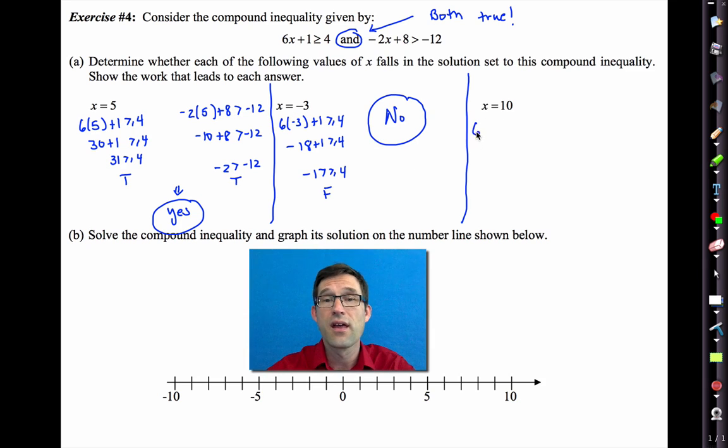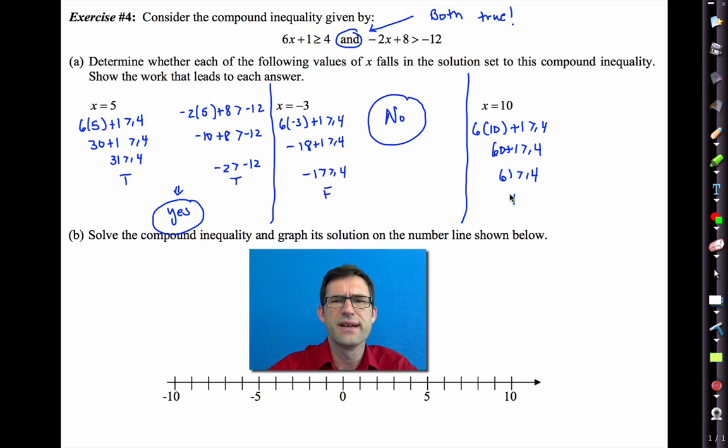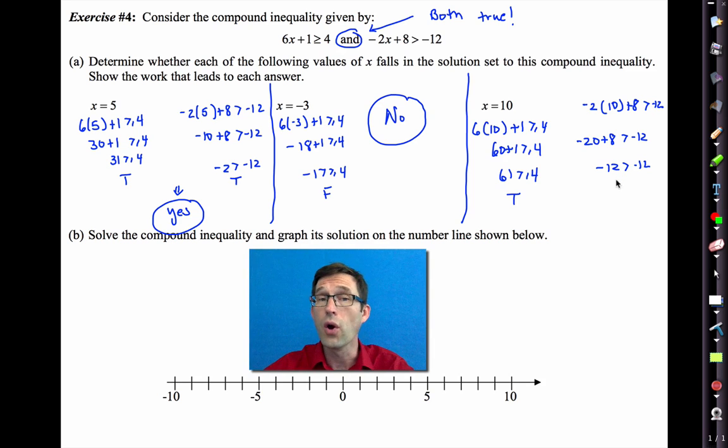All right, let's do the 10. Okay, 6 times 10 plus 1 is greater than or equal to 4. 60 plus 1 greater than or equal to 4. 61 greater than or equal to 4. That's true. Let's see, negative 2 times 10 plus 8 is greater than negative 12. Negative 20 plus 8 is greater than negative 12. Negative 12 is greater than negative 12. Close, but that's false. So again, no. Negative 12 is not greater than negative 12. So 10 shouldn't be shaded either.